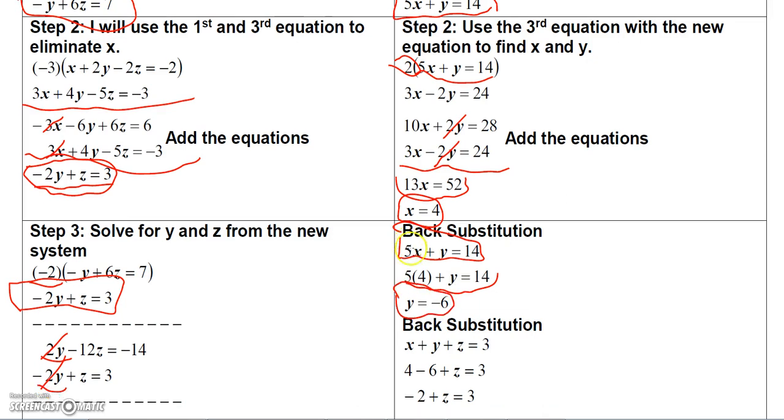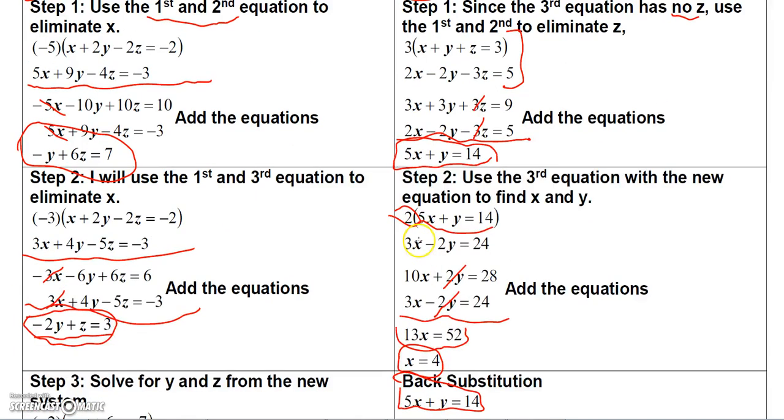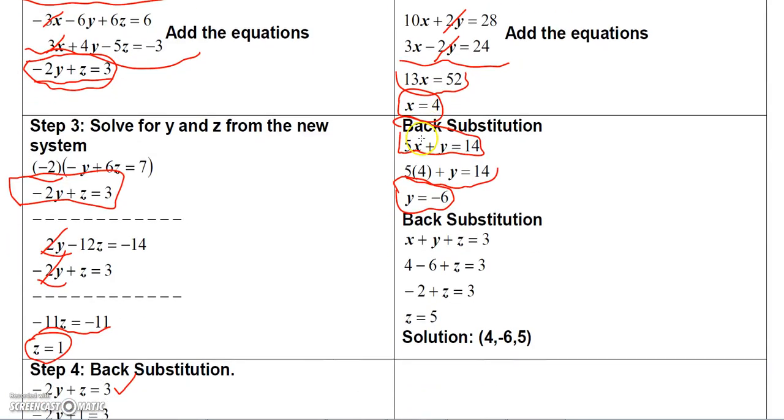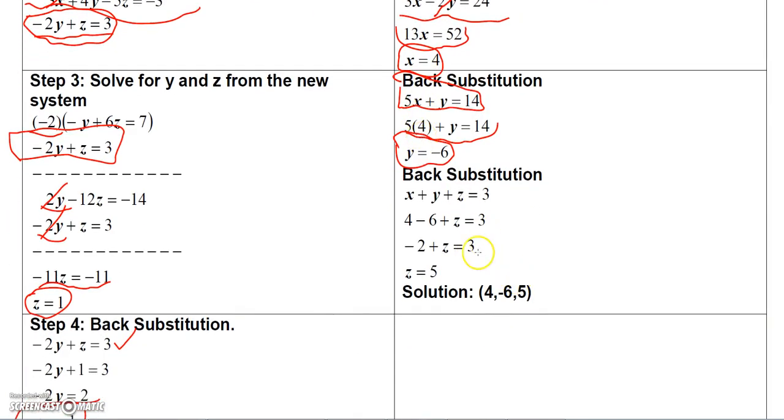So that's the y value. And now I'll go back to one of the original equations. How about this first one, x plus y plus z equals 3, and substitute in my x and y value.